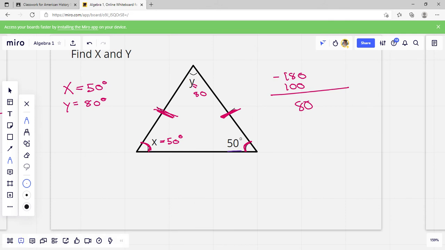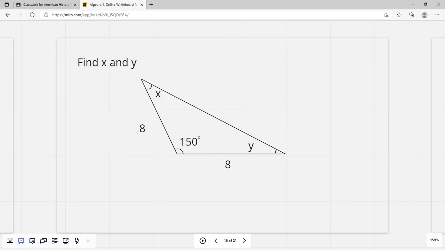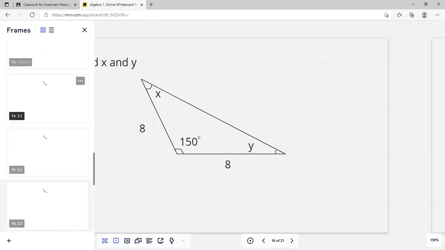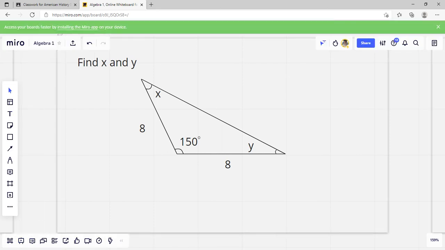All right, another example. This is 2.3. Find x and y on this one. Okay, this is basically the same as the last one. We have two sides that are the same. So this side is the same as this side. That means that its opposite angle would be over here where x is, right? And the opposite angle of this one right here would be over here where y is. That means x and y have to be equal.